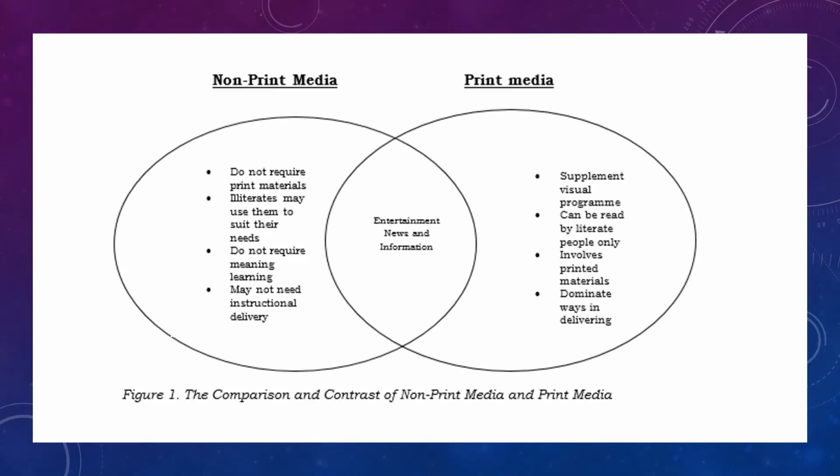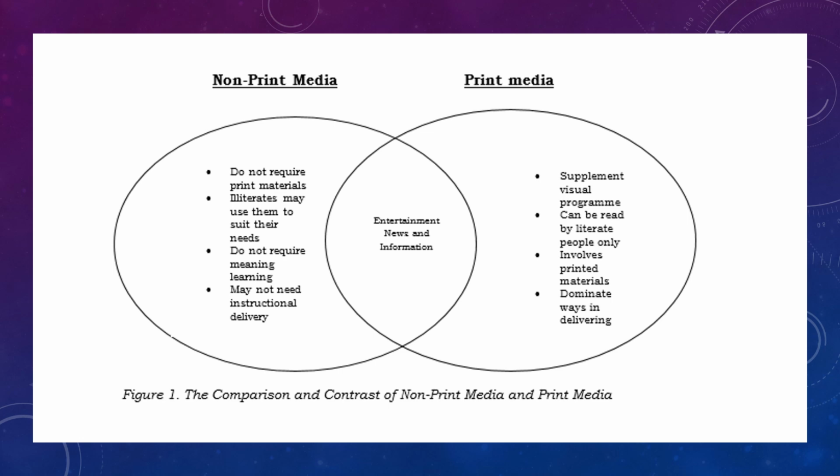The Venn diagram here shows the similarities and differences of non-print media and print media. We are going to classify in which category television and newspaper belong. Non-print media do not require print materials. Illiterates may use them to suit their needs. It does not require meaning for learning, and it may not need instructional delivery.